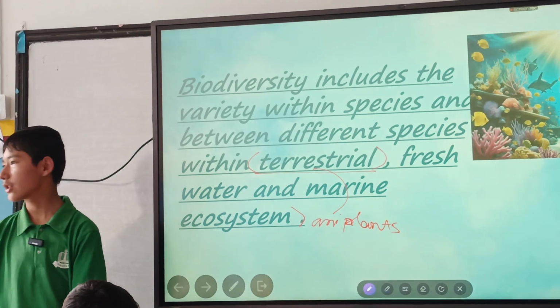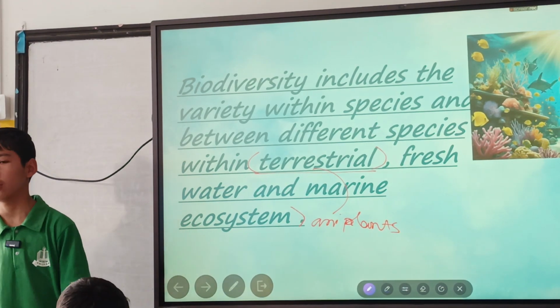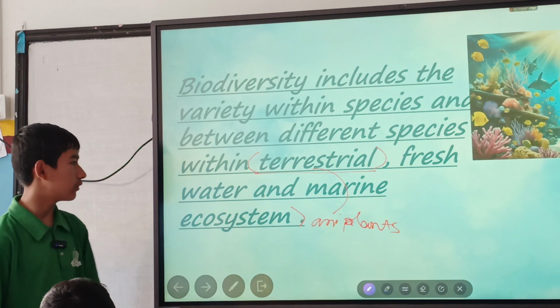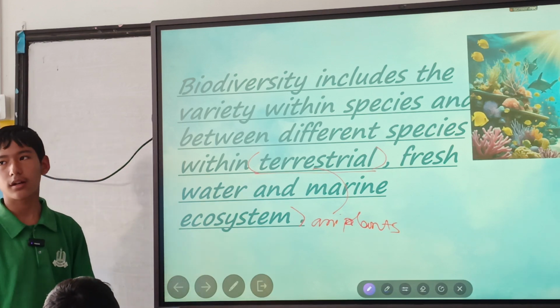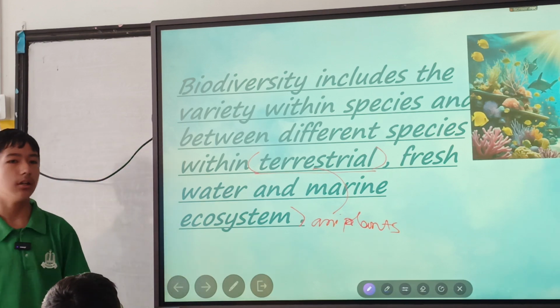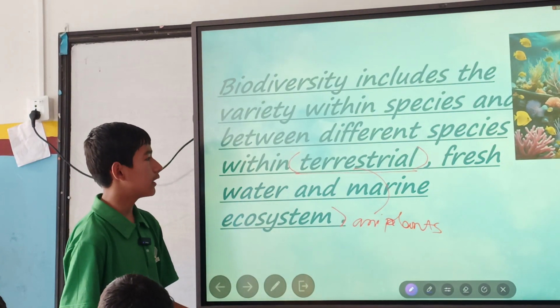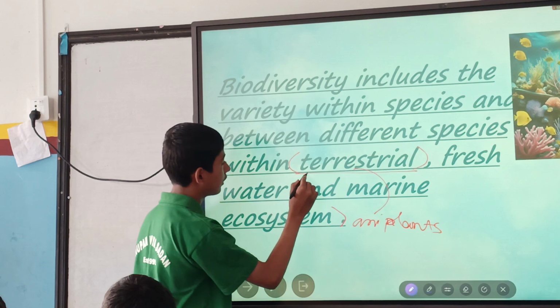We see in our surroundings there are a lot of plants which are found on the land, like the fruits we eat, or animals like cow, goat, buffalo. They are found on land, but they can't be found in water. They can't survive there. Their habitat is on land. So these organisms with that ecosystem are called terrestrial organisms.